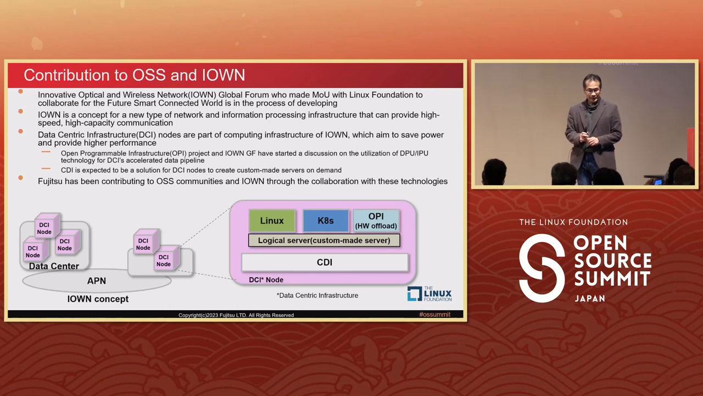To realize DCI nodes, the Open Programmable Infrastructure, OPI, project and the IOWN Global Forum have started a discussion on the utilization of DPU. And CDI is expected to be a solution for IOWN DCI nodes. Fujitsu has been contributing to OSS communities and IOWN through these technologies.